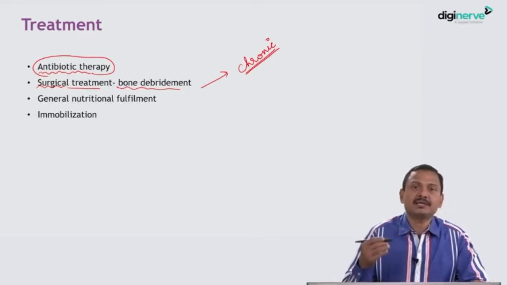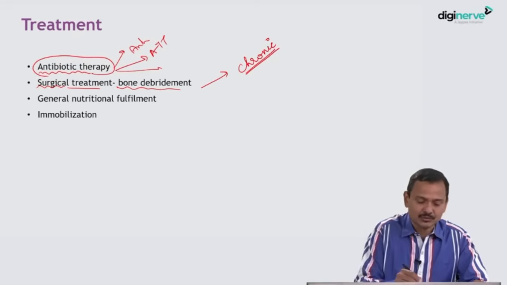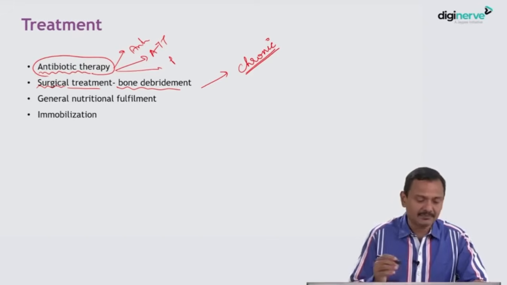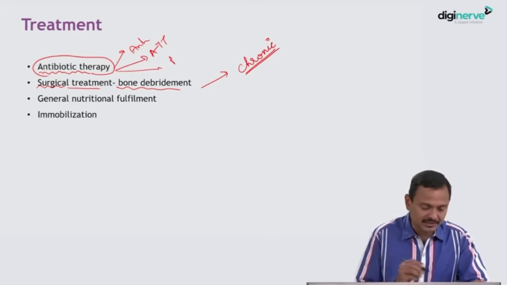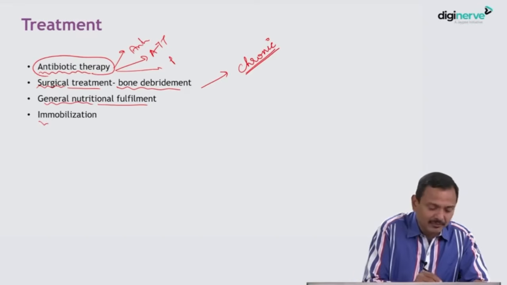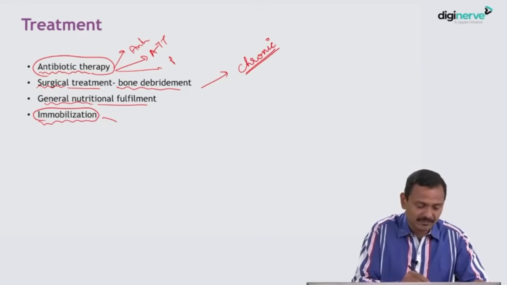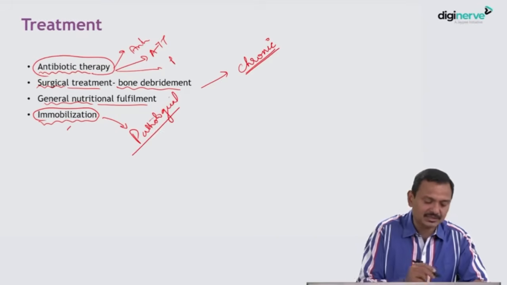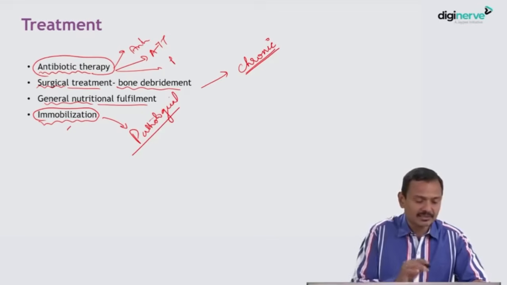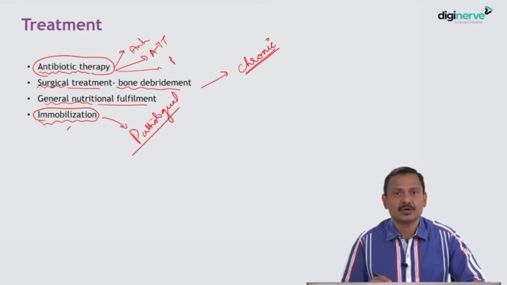Now antibiotic therapy again will vary, like you can go for a routine antibiotic for bacterial, you have to go for ATT for tubercular, whereas you have to go for penicillin for syphilis, and the therapy will be different depending on organism. The general nutritional status of the patient has to be improved, and immobilization may be given to the affected bone if there is a chance of a pathological fracture. In order to prevent pathological fracture, immobilization can be done. Okay, that was about the treatment which is applicable to all kinds of acute and chronic osteomyelitis.